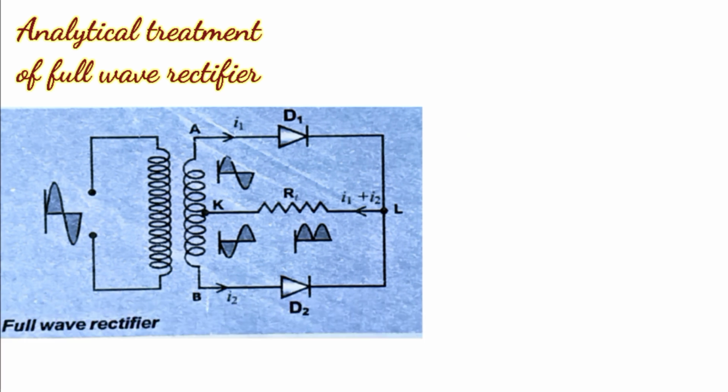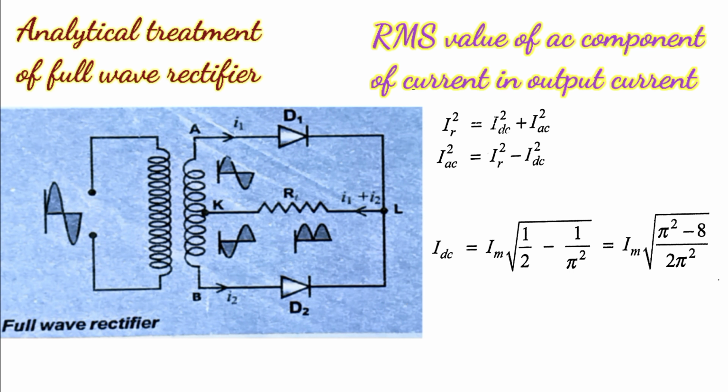Now let us calculate the RMS value of the AC component of the output current. We know that IR square equals IDC square plus IAC square. So IAC square equals IR square minus IDC square. On substituting the values of IR and IDC, we get IAC equals Im under root 1 upon 2 minus 1 upon pi square. So IAC equals Im under root (pi square minus 8) upon 2 pi square.